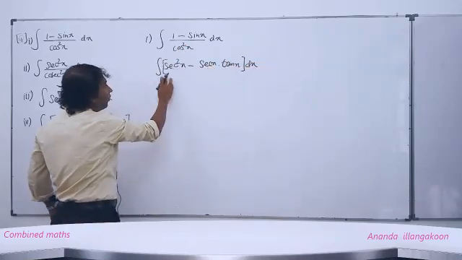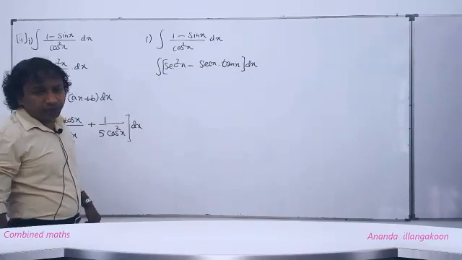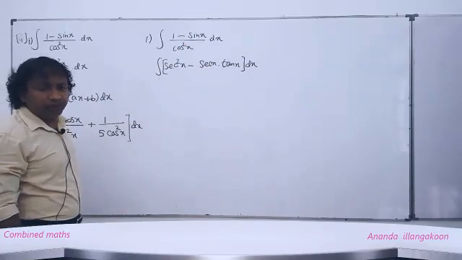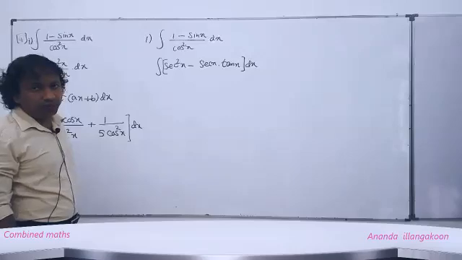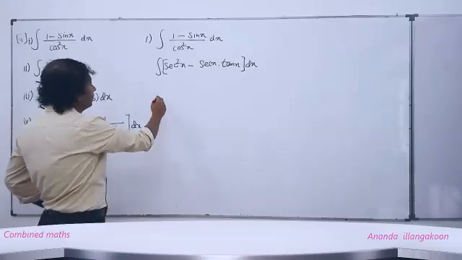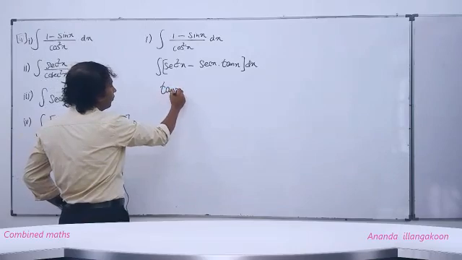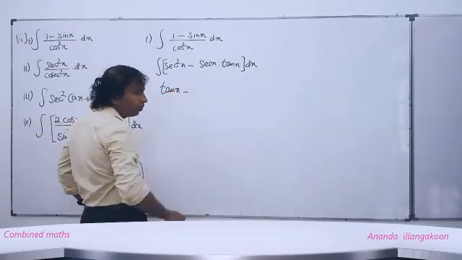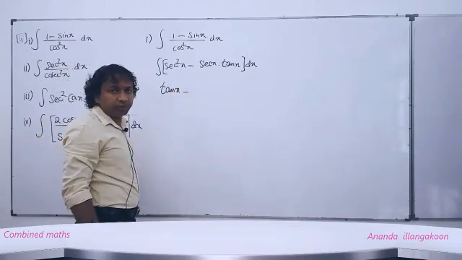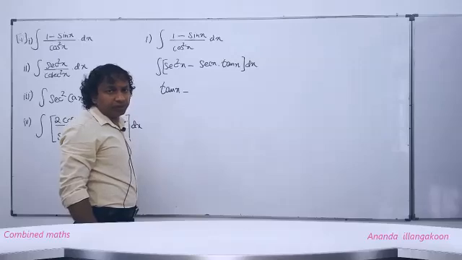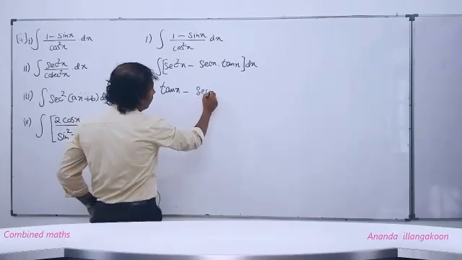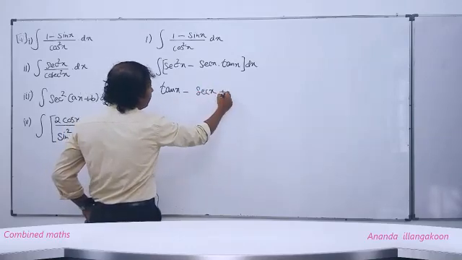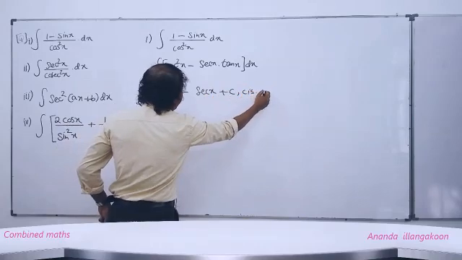You know what is the integral of sec squared x? Integral of sec squared x is tan x, because the derivative of tan x is sec squared x. So this is tan x. Sec x tan x means what? Sec x tan x comes as the derivative when we differentiate sec x. Then this is sec x plus c. This is any constant.